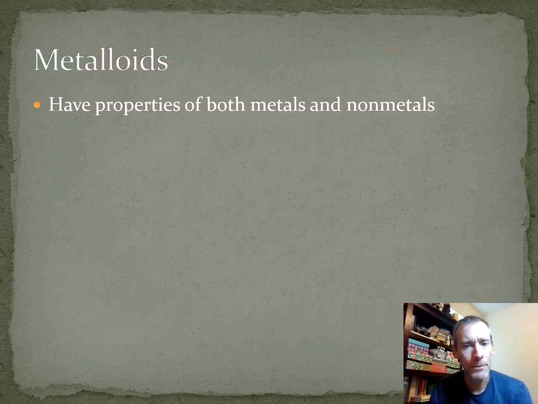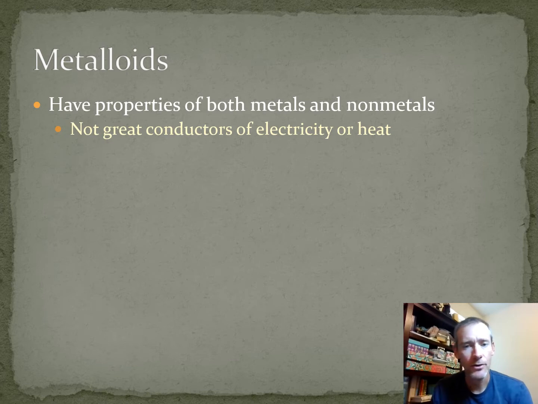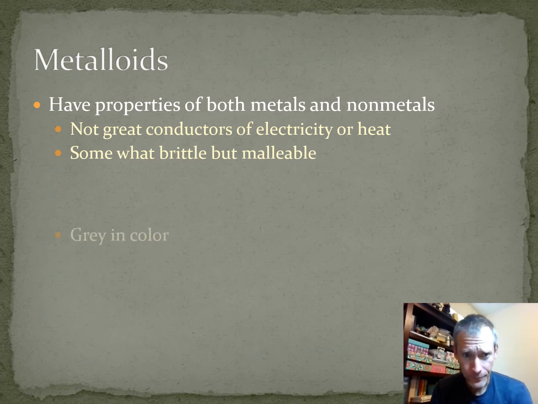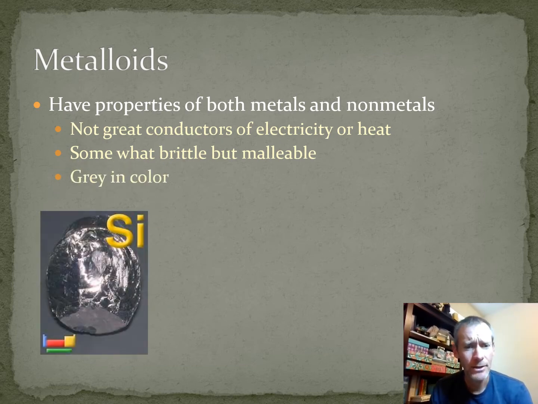Metalloids have properties of both the metals and nonmetals. They aren't great conductors of heat or electricity, but they sometimes can be brittle, but also malleable. They're gray in color. Here's silicon. Silicon's a good conductor, but not of heat. So that's why it's used in computer chips.